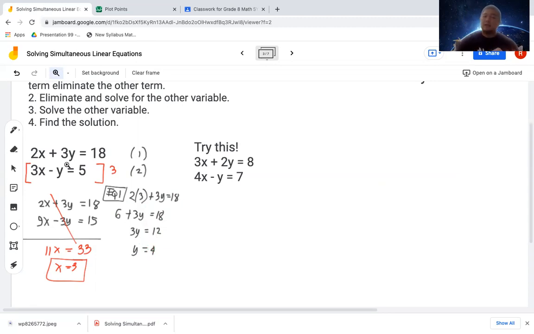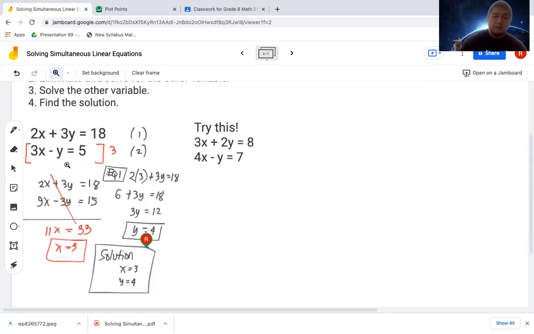Okay, so now you have a value for the x, you have a value for the y, which tells you that the solution for these two equations is x is 3 and y is 4. Okay, I want you guys to pause this video and try to do this particular calculation. All right, so let's say you guys were able to get your answer, and let's find out whether your answer will be the same as what I'm going to get.